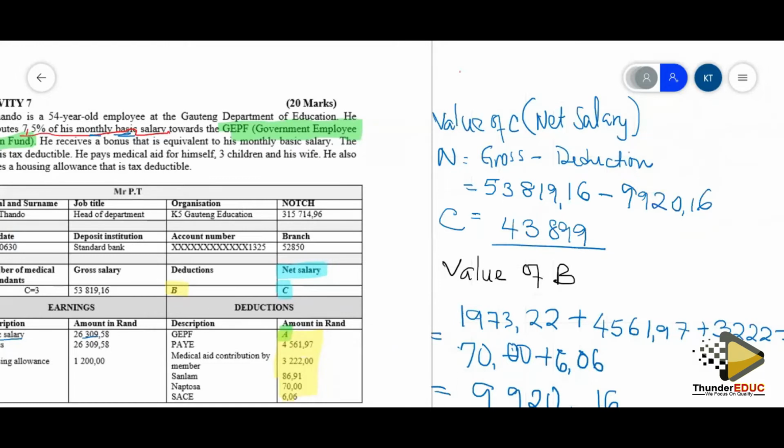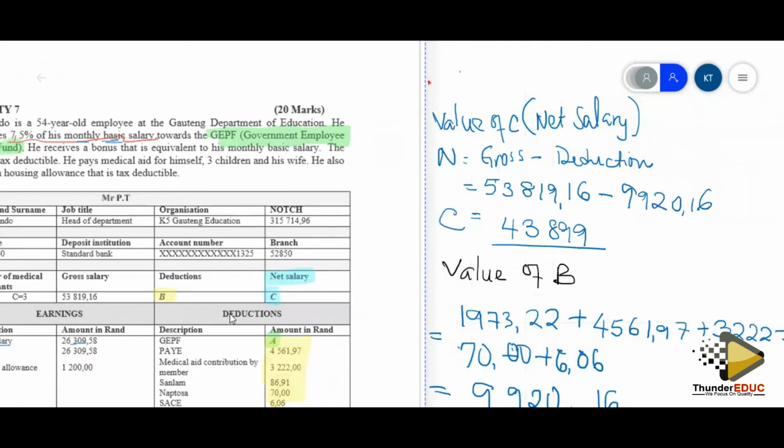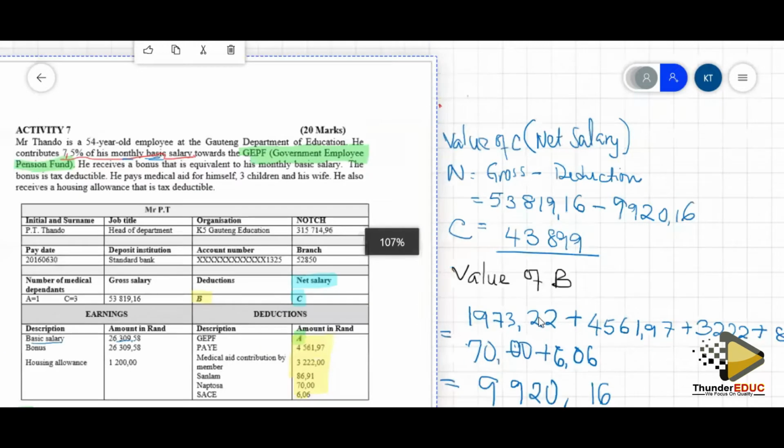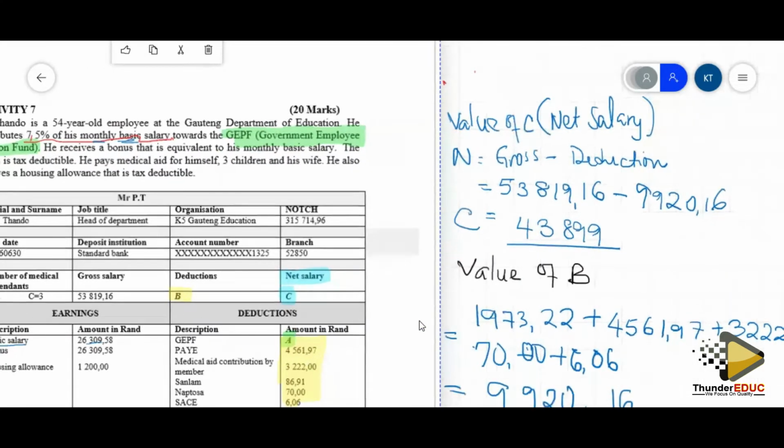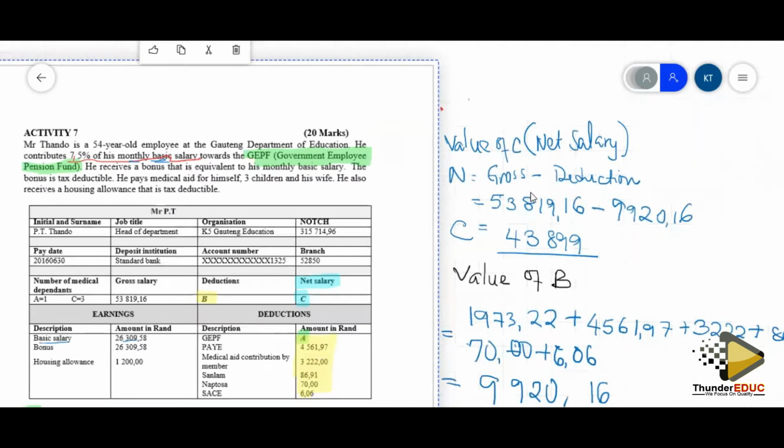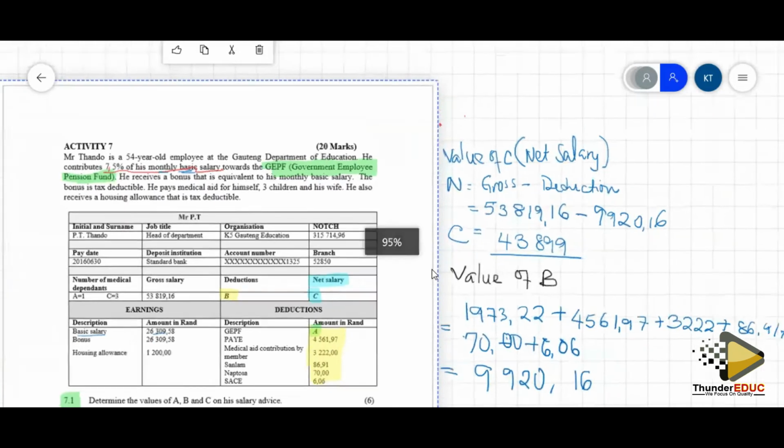Hopefully you've understood. Hopefully you keep practicing. Guys, keep practicing. You keep practicing, everything becomes easy. Practice makes perfect. All right. That is the scenario that we have. So we've got the values of A, B, C. Those were 6 marks.